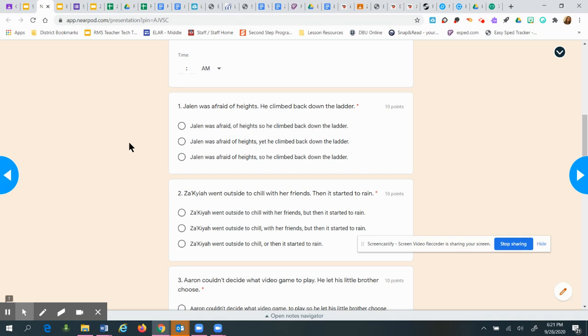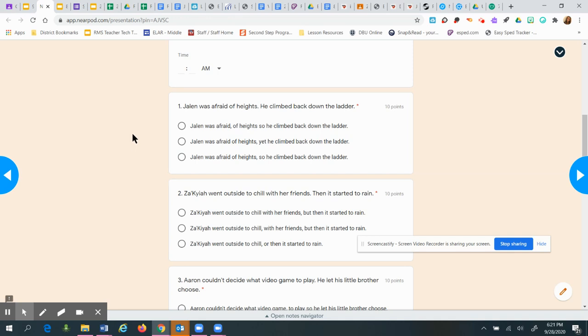He climbed back down the ladder. Is it the first one? Jalen was afraid of heights, so he climbed back down the ladder. Remember, when there's a comma, we're going to pause. So I'm going to pause every time I see that comma. The second one, Jalen was afraid of heights, yet he climbed back down the ladder. Or Jalen was afraid of heights, so he climbed back down the ladder.